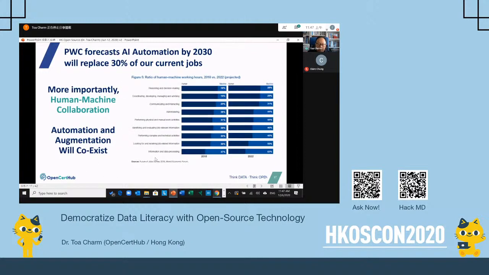Another very important fact is that in the upcoming 10 years, from now till 2030, right? According to PwC, 30% of the jobs will be replaced, right? And also there will be a lot of opportunities. We need to work together with machines, what we call human-machine collaboration.